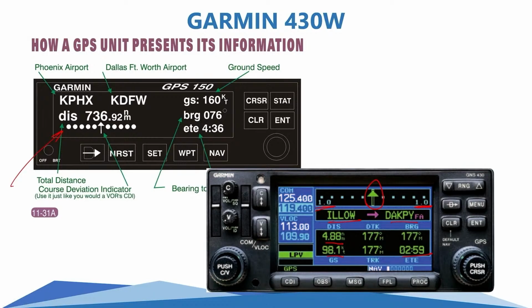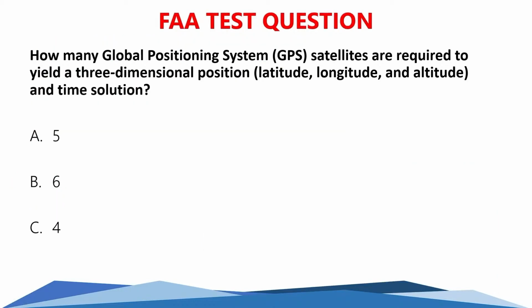All right, so let us move on to a couple of FAA test questions. I'm going to go ahead and close out the original poll. So 73% of you were so excited about weather. That's awesome. Go to this one. How many global positioning system GPS satellites are required to yield a three-dimensional position, latitude, longitude, and altitude, and a time solution? Is it 5, 6, or 4?